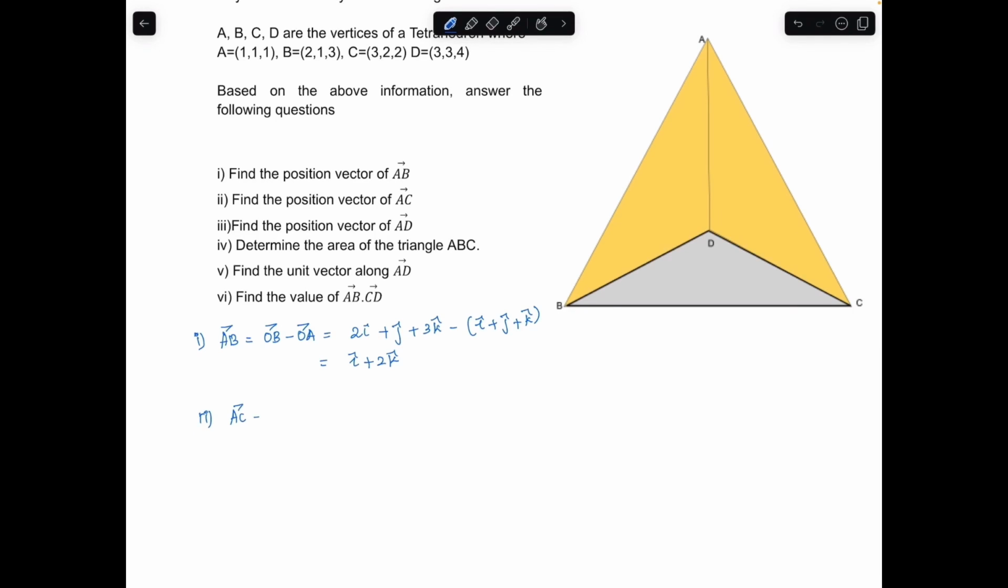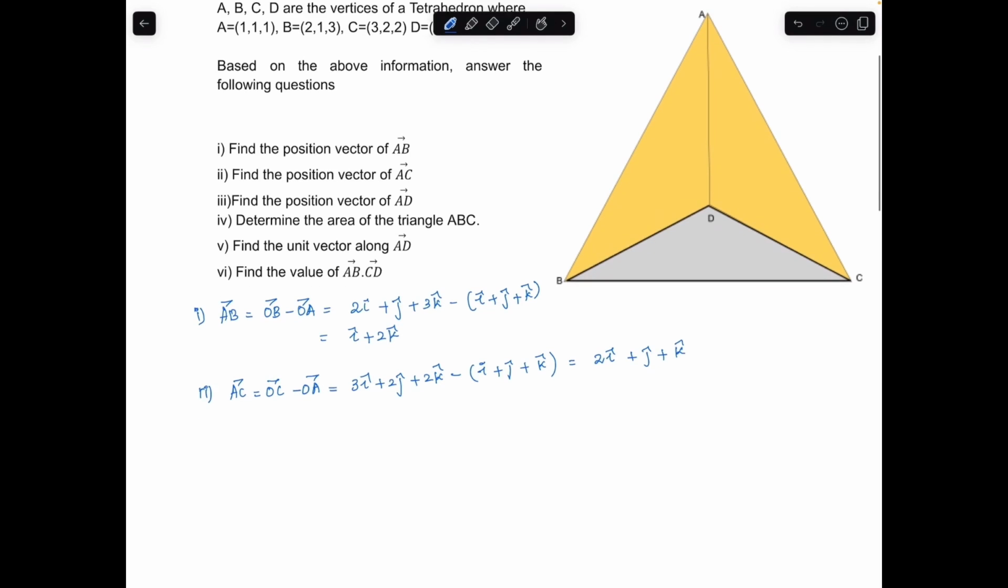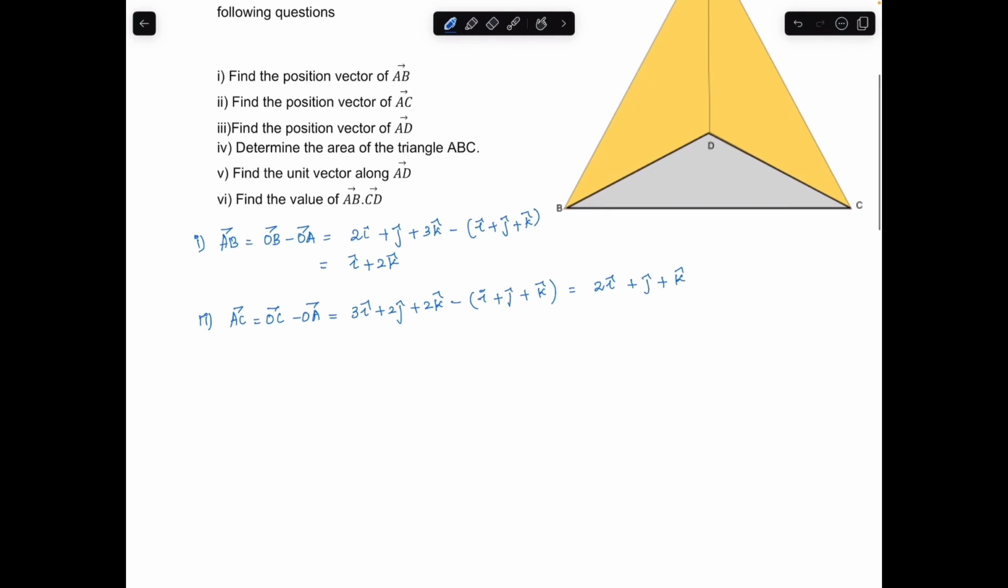AC vector is equal to OC vector minus OA vector. OC vector is 3i plus 2j plus 2k minus (i plus j plus k), which is 2i plus j plus k. Third subdivision, find the position vector of AD vector.